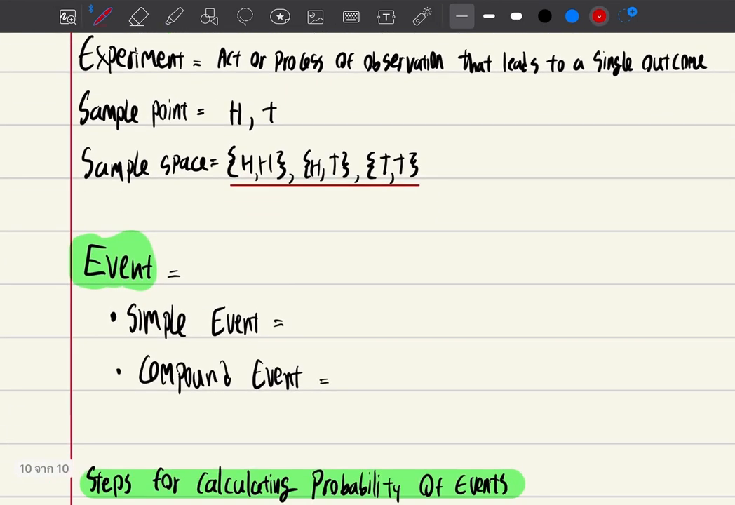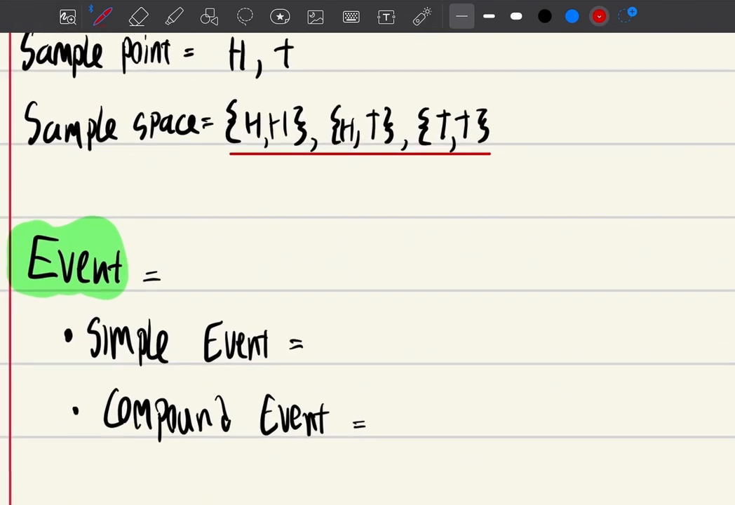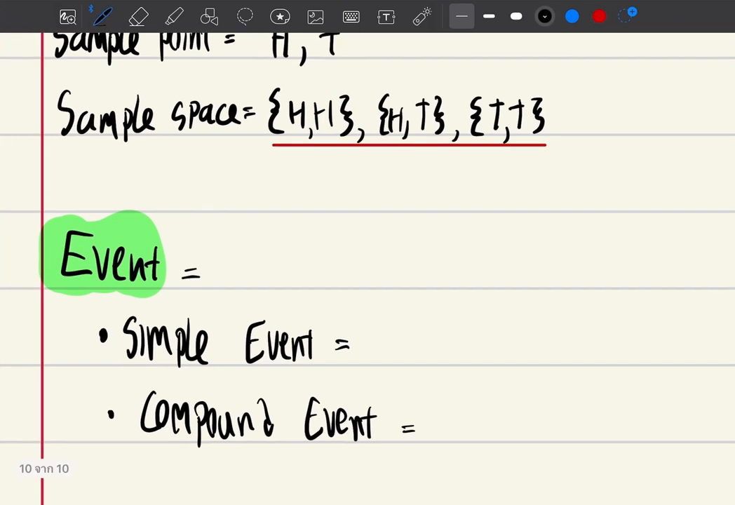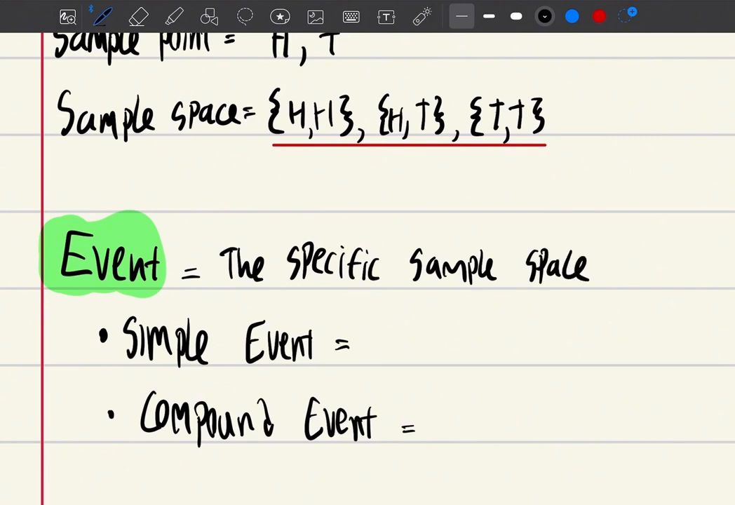Okay, so we move on to the next part, which is events. The event is a specific sample space. For example, these three, if I want the outcome that has at least one head, we're going to count only these two, but we're going to exclude this one.